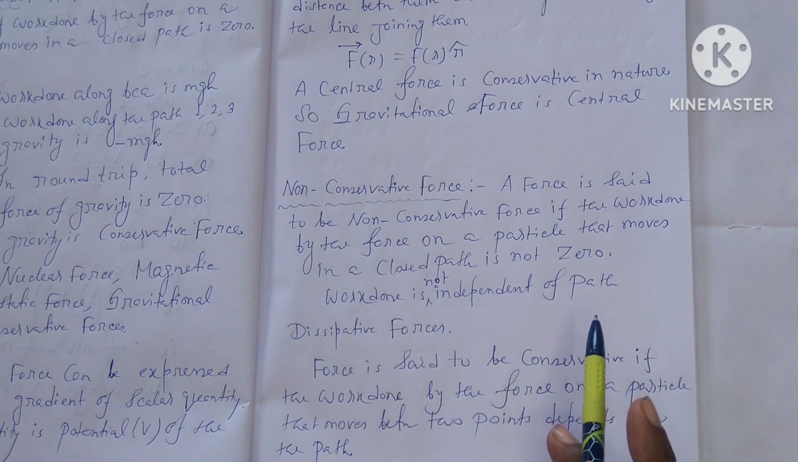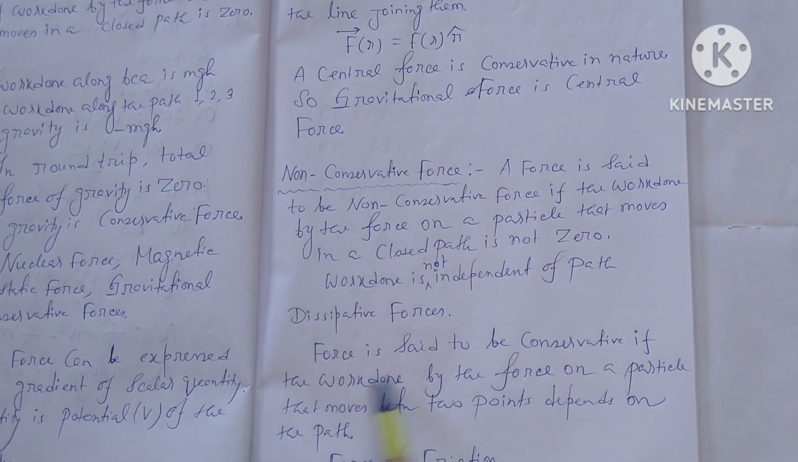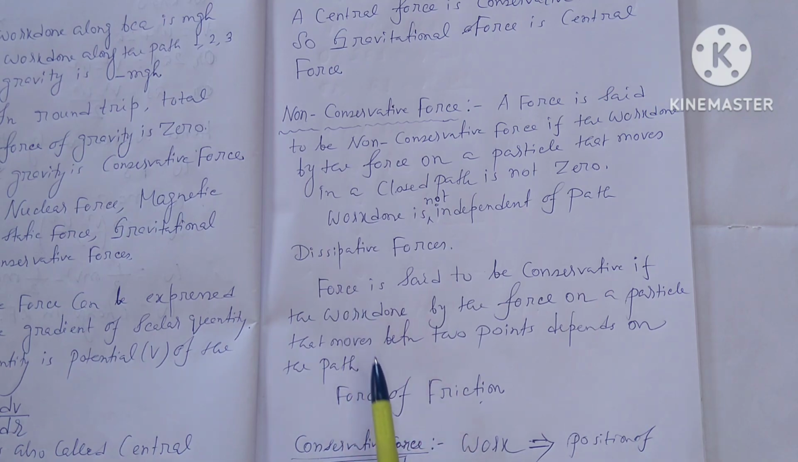So here, the work done in the entire path is not zero. All frictional or dissipative forces are non-conservative forces. Actually, in this concept, a force is said to be non-conservative if the work done by the force on a particle that moves between points depends upon the path. So this force only depends upon the path. So this is the non-conservative force.